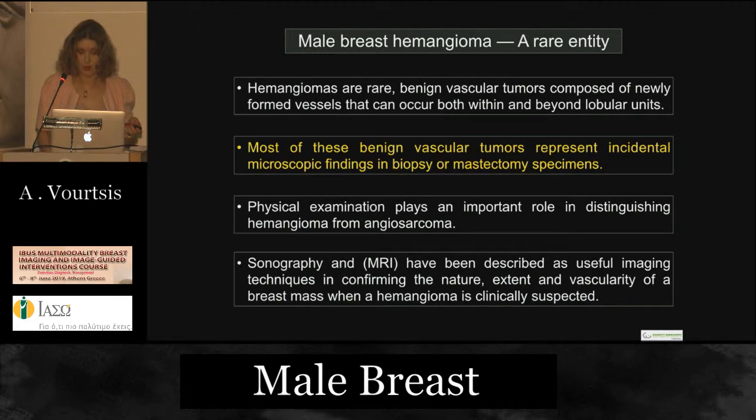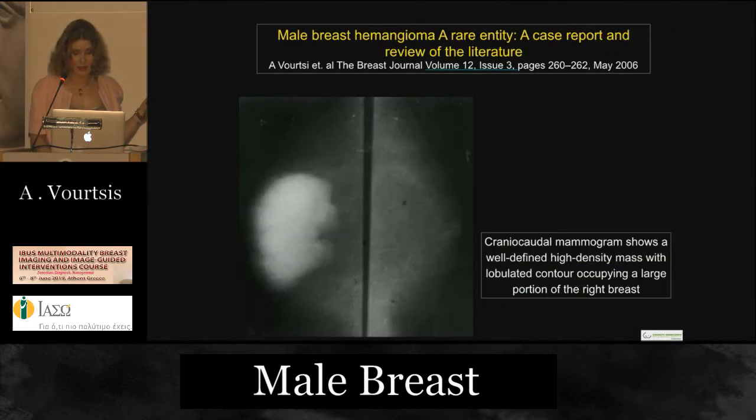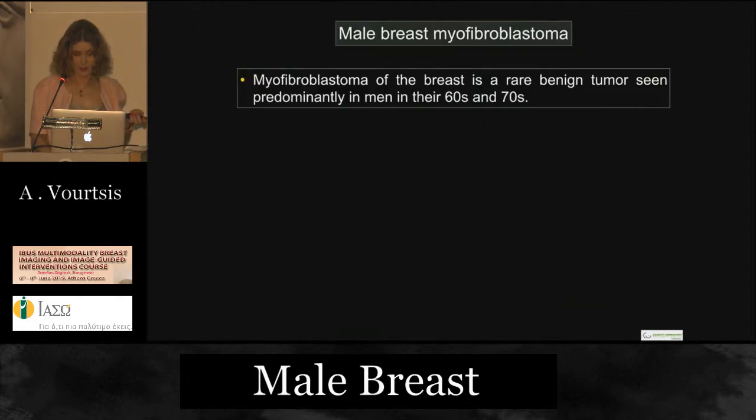Male breast hemangioma is extremely rare. I have a case that we have published about 22 years ago or so. This man was a 77-year-old that came in with a non-tender mass located in the right breast. You can see how enlarged the breast was. And this is the corresponding mammography that was performed in 1990 in Areteo Hospital. This is where I first started practicing radiology.